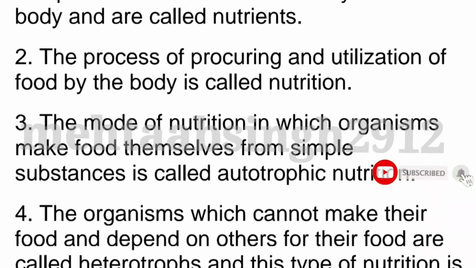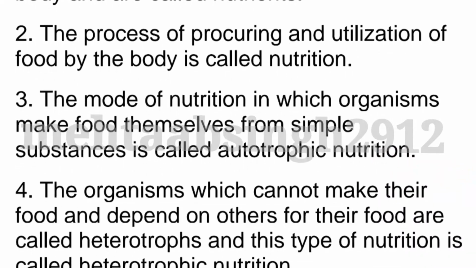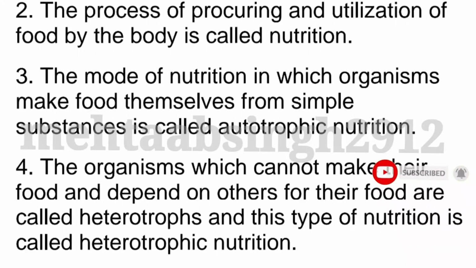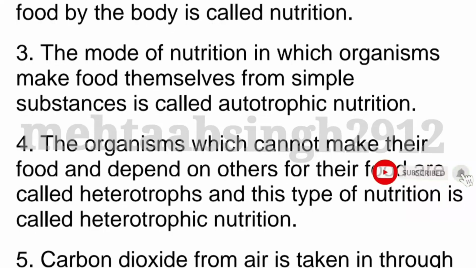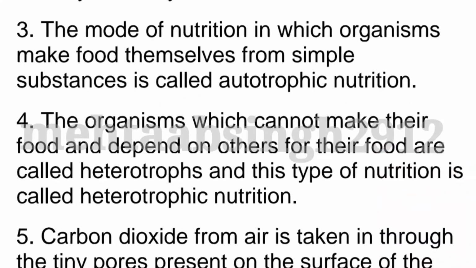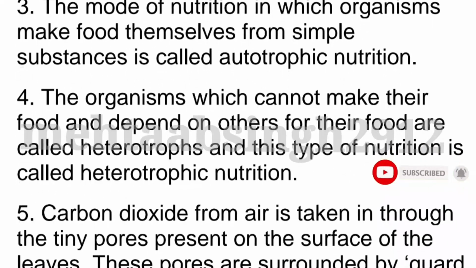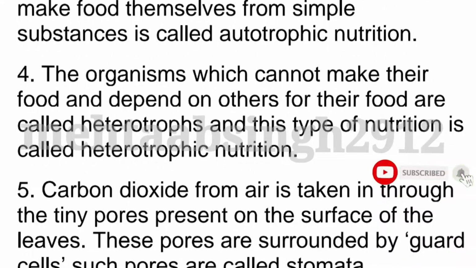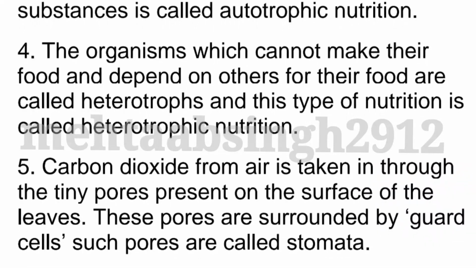Second, the process of procuring and utilization of food by the body is called nutrition. Third, the mode of nutrition in which organisms make food themselves from simple substances is called autotrophic nutrition. Fourth, the organisms which cannot make their food and depend on others for their food are called heterotrophs, and this type of nutrition is called heterotrophic nutrition.